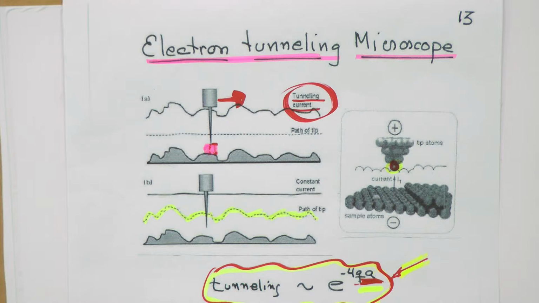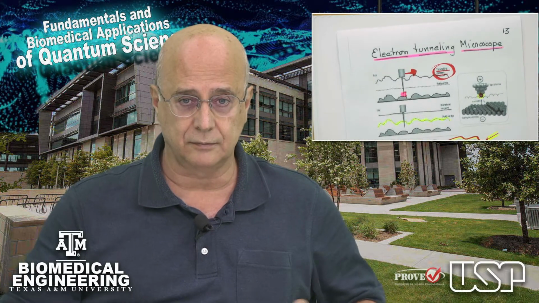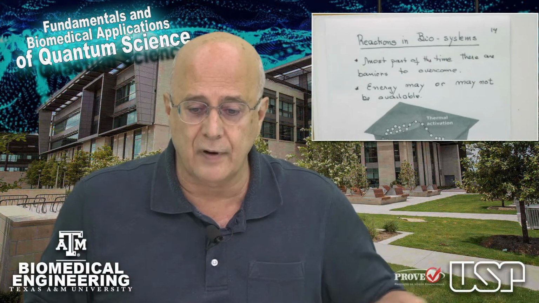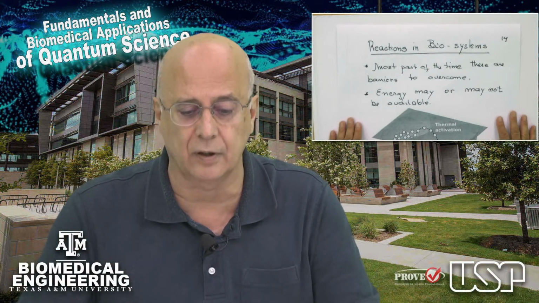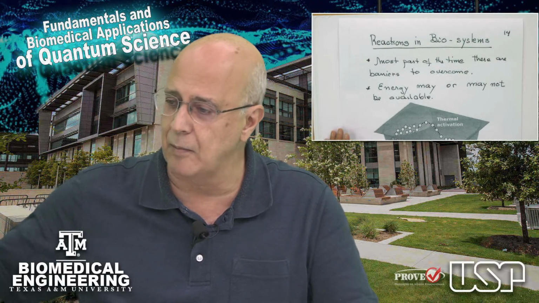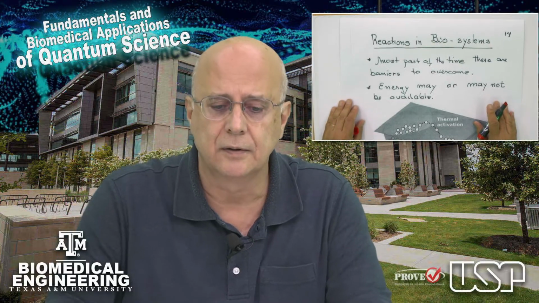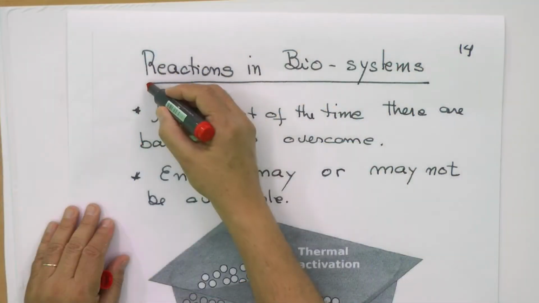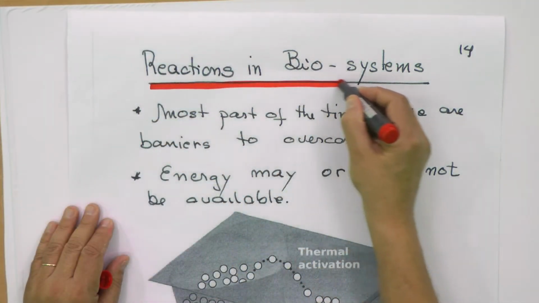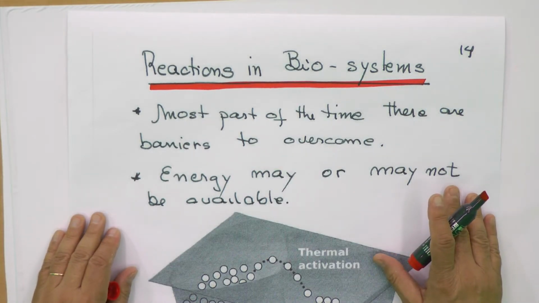But the electron microscope is not the only example of tunneling. Reactions in biosystems are another one. And let's see some of these examples today, which are applications. We're going to see some reactions that depend on the tunneling effect, which is a full quantum mechanical effect.